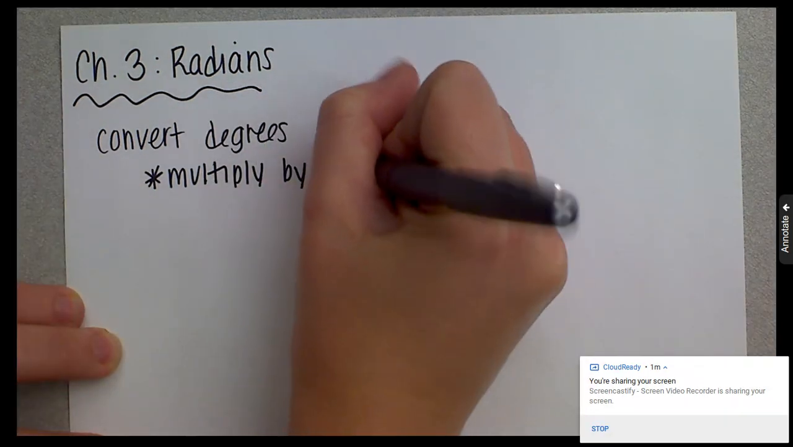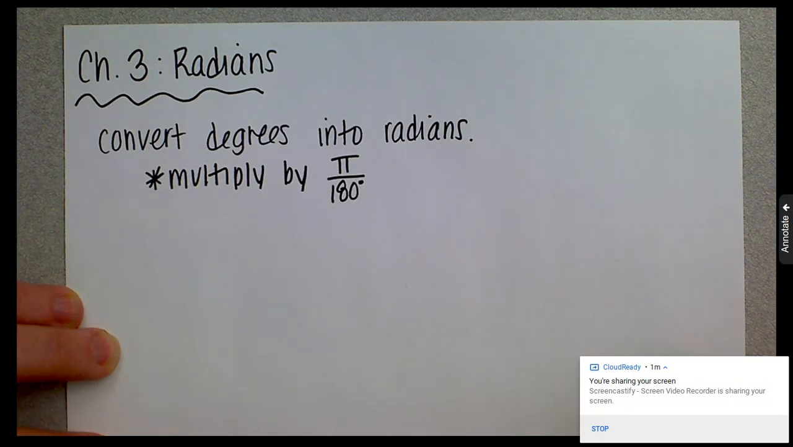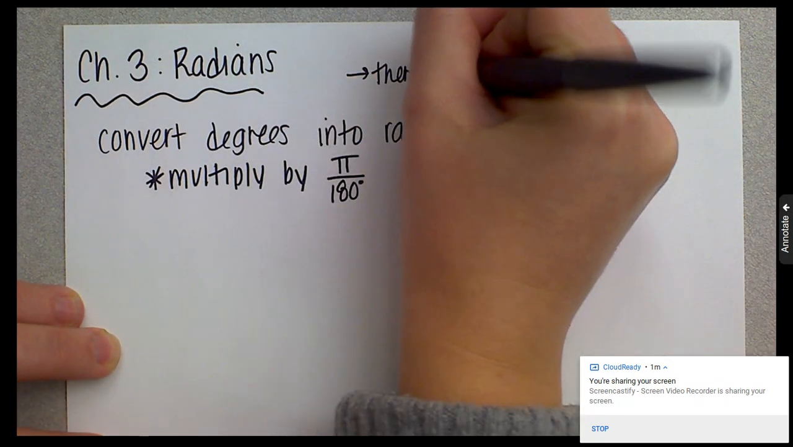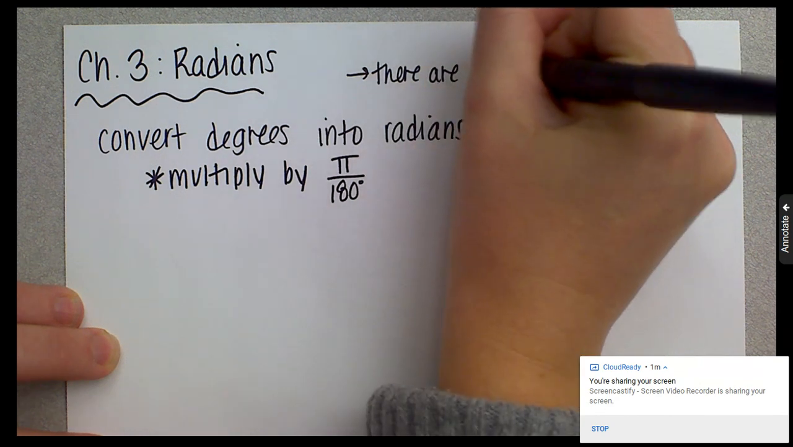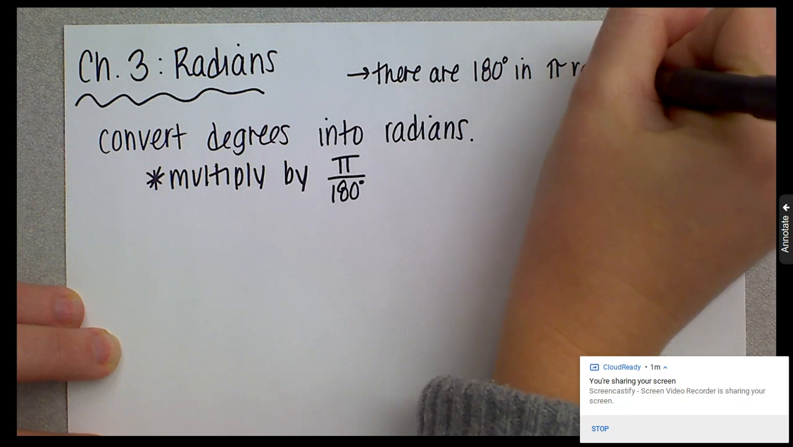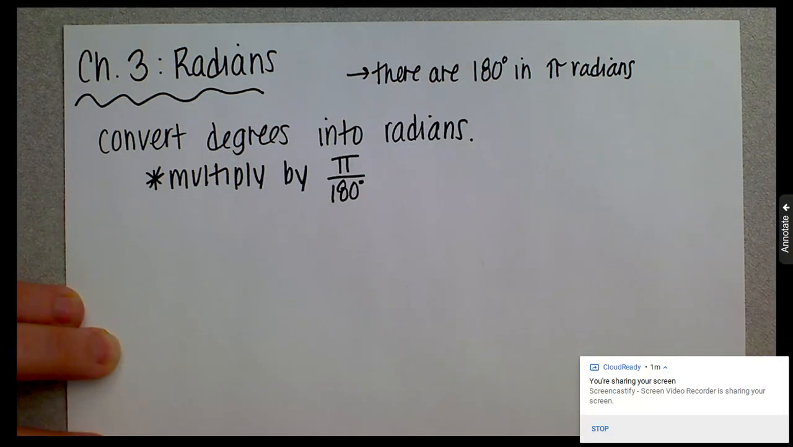by pi over 180. So just as a side note, there are 180 degrees in pi radians. So that's where those numbers came from. They didn't just come out of nowhere. So if we go around, 180 degrees is pi radians, so that's why we use this number.